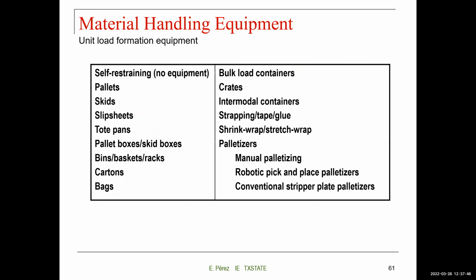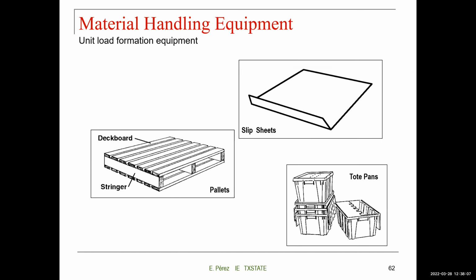So again, this is a matter of trade-off. What will be better for the type of operation that you're trying to design for? So there's a group of unit load formation equipment. Those are listed here, and we're going to show some pictures, some figures associated with each type. So let's start with these three: the slip sheets, the deck board or the pallets, and the tow pack. All of them are used very frequently.